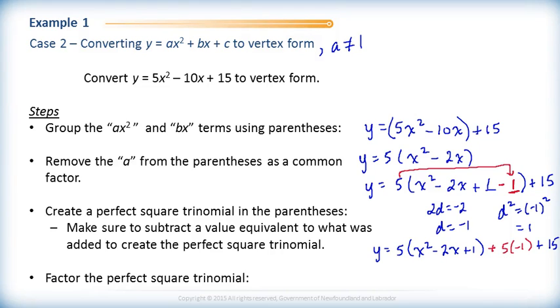Now the process is simply to factor the perfect square trinomial that I've created in here. And remember, the factors are of the form x plus d squared. Our d value is negative 1. And then we simplify outside. 5 times negative 1 is negative 5 plus 15 is 10.